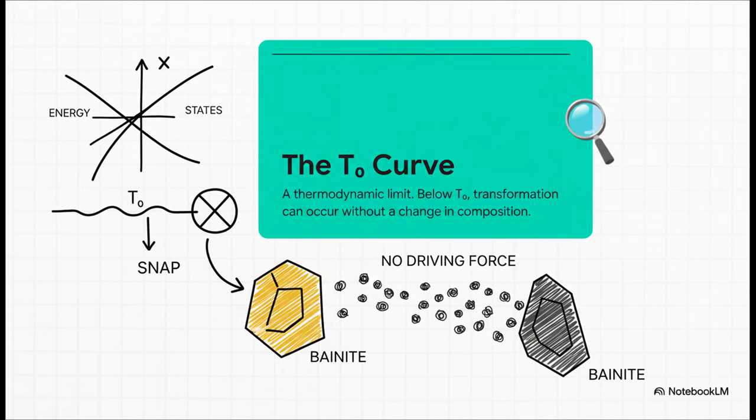You can think of it like a thermodynamic point of no return. For one of those snaps to even be possible, the final structure has to have less energy than the starting one. But as that carbon leaks out of the bainite, it enriches the surrounding material. Eventually, that surrounding material crosses the T0 line, and at that point, another snap becomes thermodynamically impossible. The energy advantage is just gone.